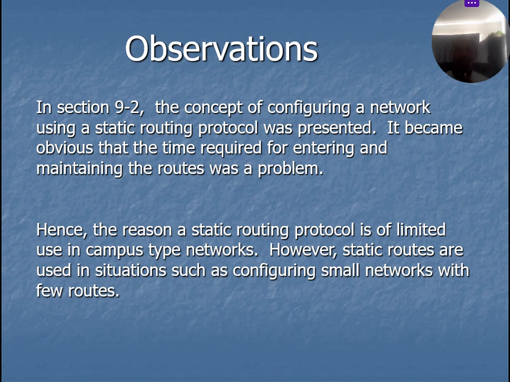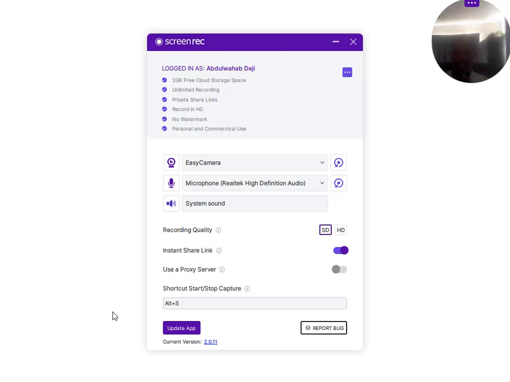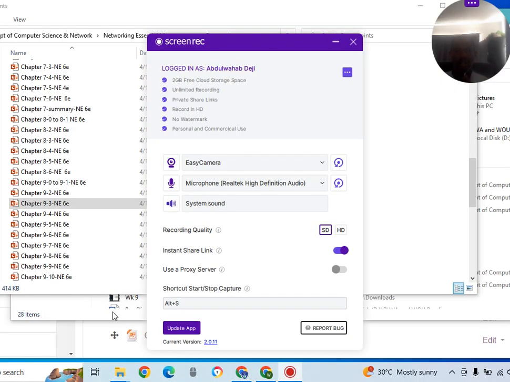So our observations so far from what we've learned in part 2, let's take a highlighter. It's our culture, so we can always show something. From what we have learned so far in part 2, we see the concept of configuring a network using a static route. That's what we did in section 2 of this.